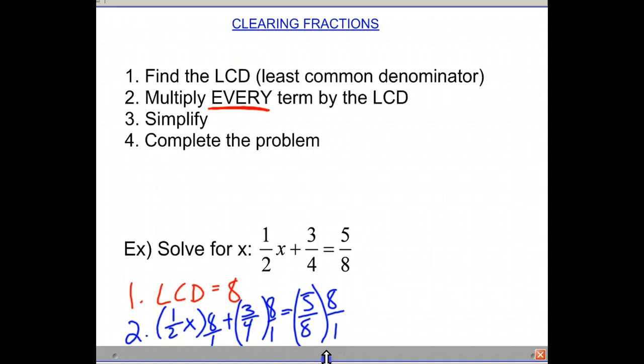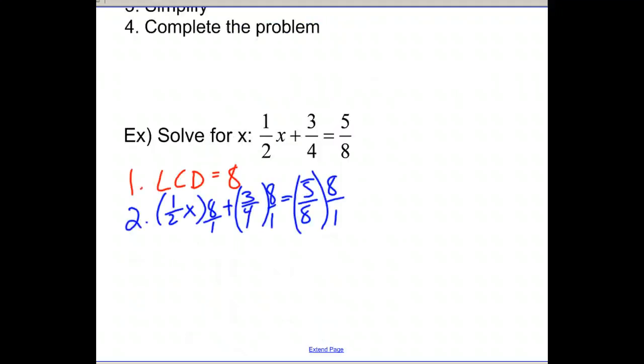So I'm going to go ahead and multiply and simplify. I'm going to do steps 2 and 3 at the same time. The first term, when I multiply through 1/2 x times 8, I get 8 over 2. So with 8 on top and 2 on the bottom, I'll write it out to start: 8 over 2 x plus 24 over 4 equals 40 over 8.